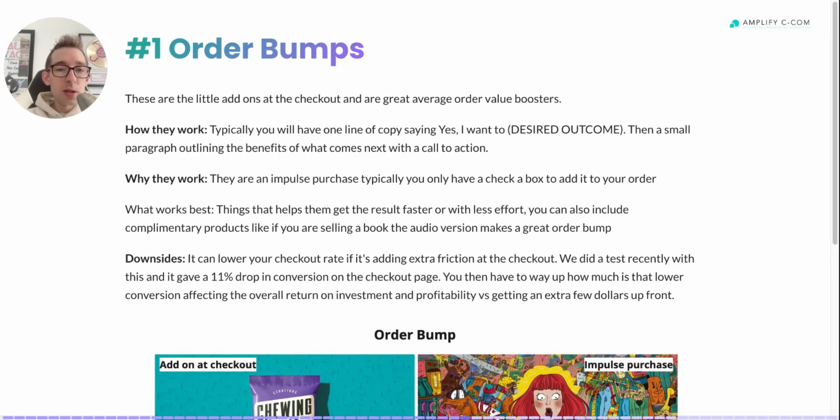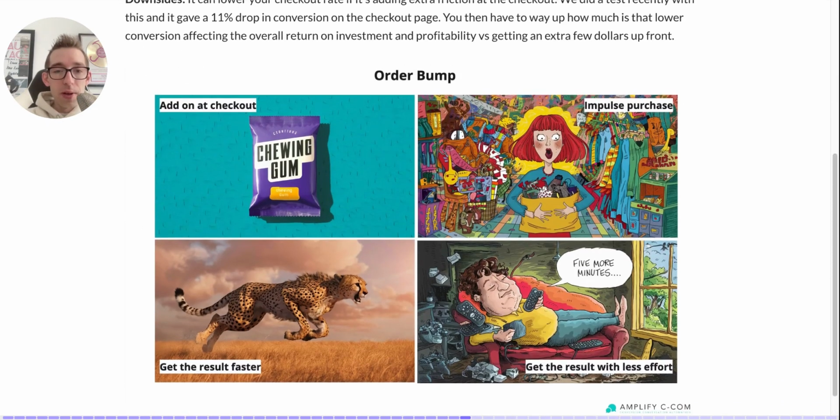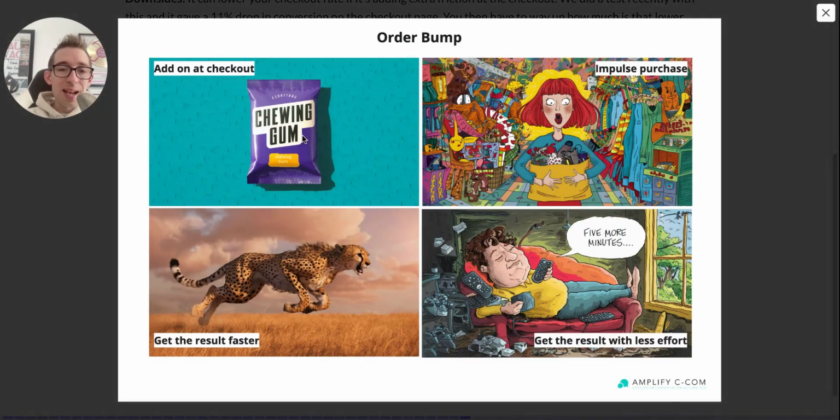So what are the 4 upsell stages? Well, number 1 is order bumps. So these are like the little add-ons at checkout. These are great average order value boosters. So I want you to think of these 4 things. Number 1, it's the add-on at the checkout, right?